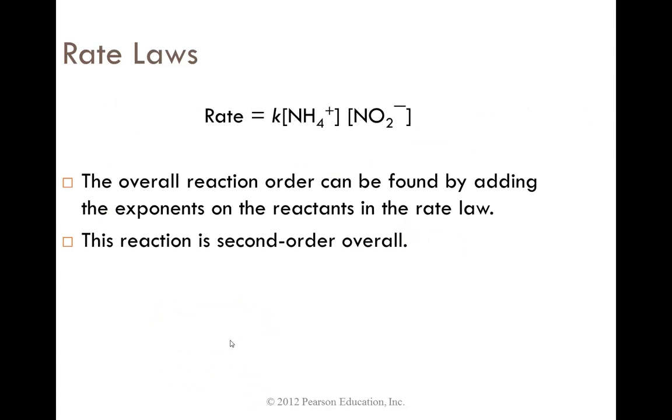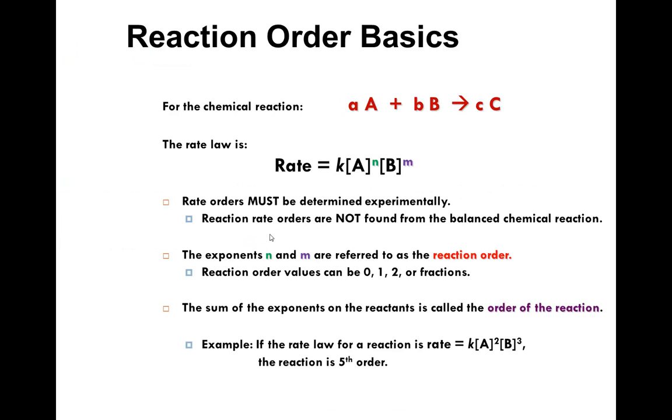The overall reaction order can be found by adding the exponents of the reactants in the rate law. So if this is a 1 and this is a 1, add this together and we get a second order reaction overall. Let's look at the reaction orders a little bit more closely. Let's take a generic chemical equation of A plus B yields C. Remember, we're looking at the concentrations of just the reactants.